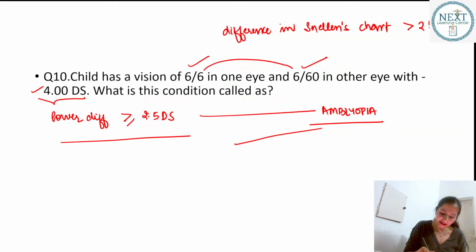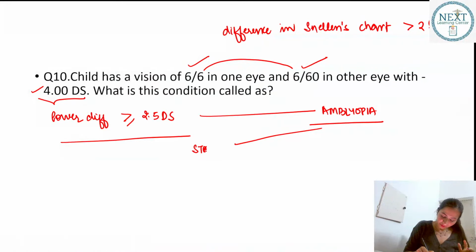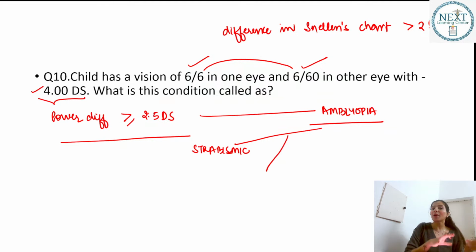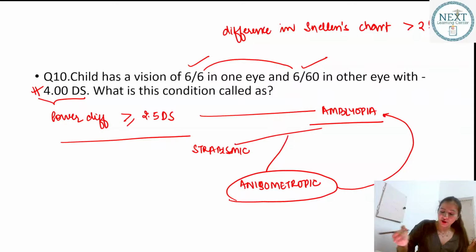It can be because of squint, so you will call it strabismic amblyopia, or it can be because of the difference in the power of the two eyes, as you can see here. So your answer is going to be isometropic amblyopia. This is your answer.